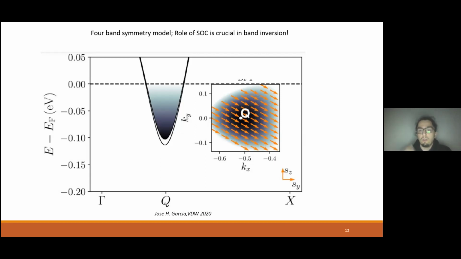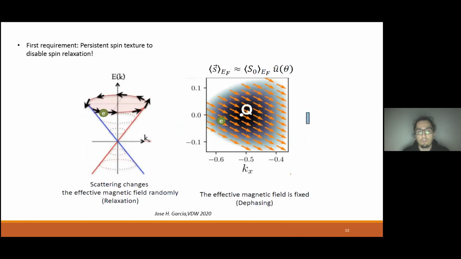The main idea behind this is having a persistent spin texture in the charge pocket. Why is this necessary? I will be explaining this in the next slide. I also mentioned the electron moving in the material with its spin. We know that there are lots of scattering mechanisms. The electron has this momentum.